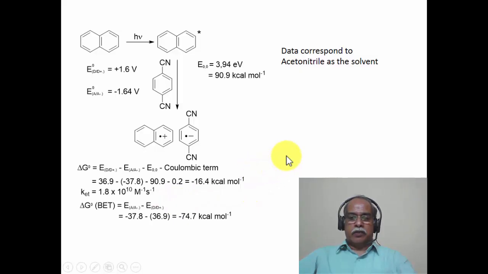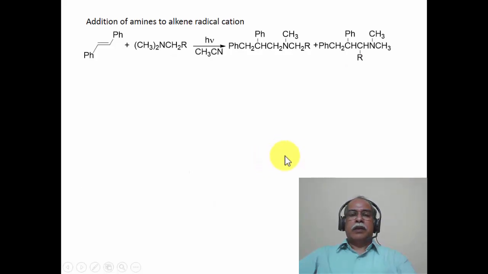Now let us look into some beautiful examples of reactions which are carried out by an initial photoinduced electron transfer process. If you take stilbene and treat it with a tertiary amine and photolyze it, in other words, the photolysis wavelength corresponds to the stilbene absorption wavelength, in acetonitrile, the amine splits into two in terms of adding across the carbon-carbon double bond, producing these two compounds. How are these two compounds produced? That is explained in this mechanistic scheme here.